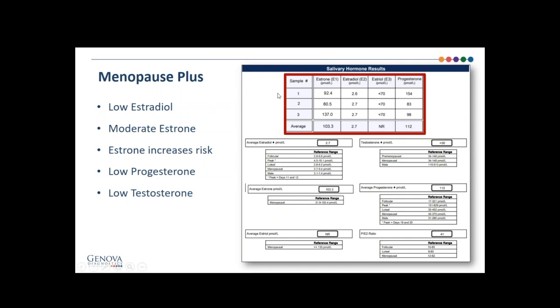What about her estrone? Well, her estrone at 92.4, 80.5, 137 averages out to 103. And within the reference range, that's pretty good. That's certainly well past the mid-range. So her estrogen seems to be really more applicable as far as estrone. Now, that shouldn't surprise us. Remember, estradiol tends to be the estrogen of preference in premenopause. But in menopause, the estrogen of choice tends to be estrone.